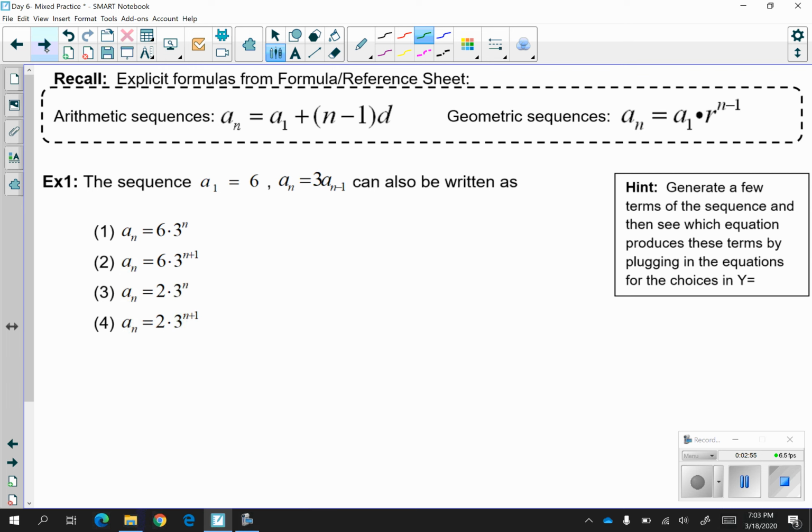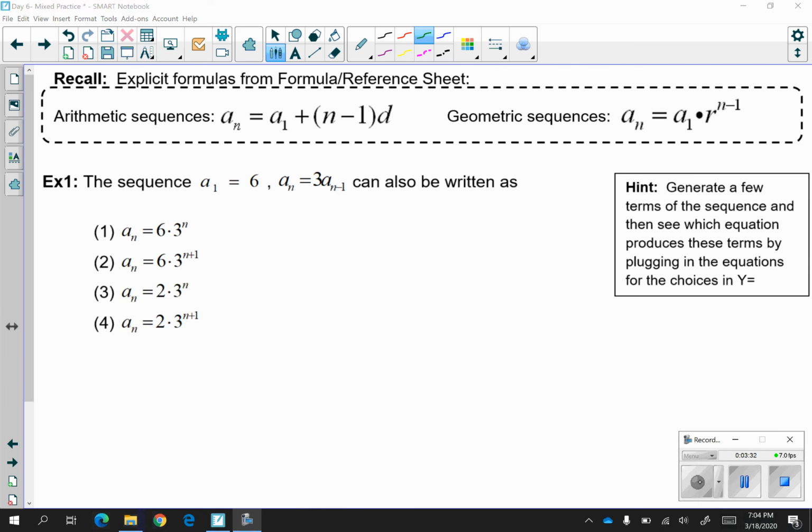Now, just remember that the explicit formulas are found on your reference sheet. Anytime it's asking you for the nth term, you're looking at your explicit formulas. Now, they're giving you a sequence here recursively because there's two parts, and they want to know how it can be written explicitly because all of these answer choices are one part. Now, before you go from what you're given to what they have, you can do this a different way.